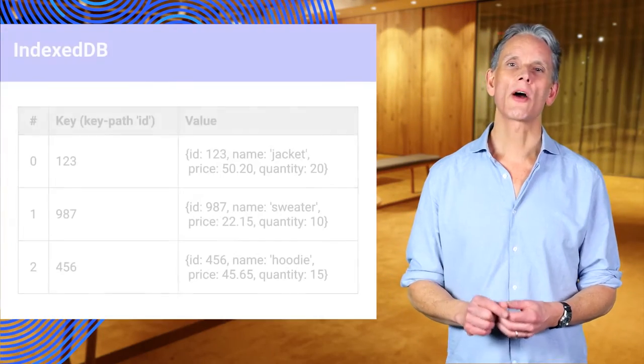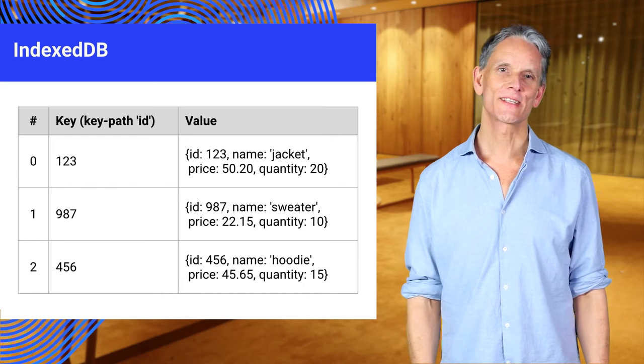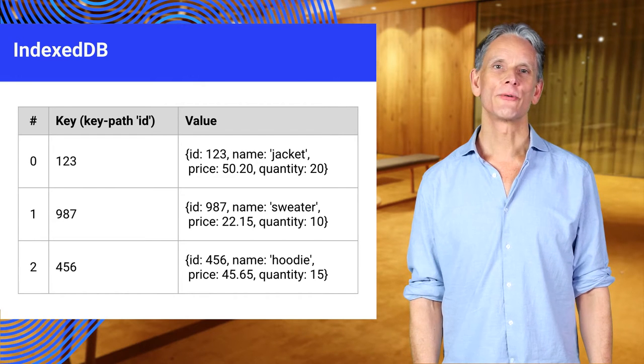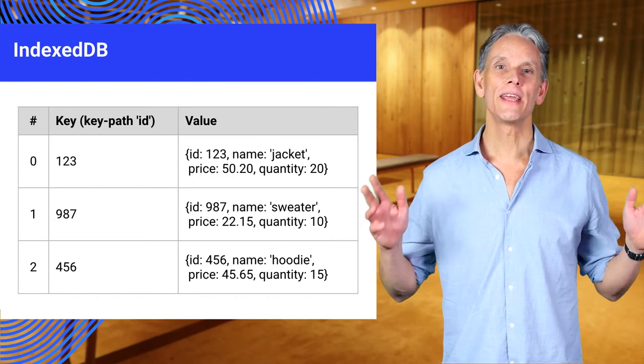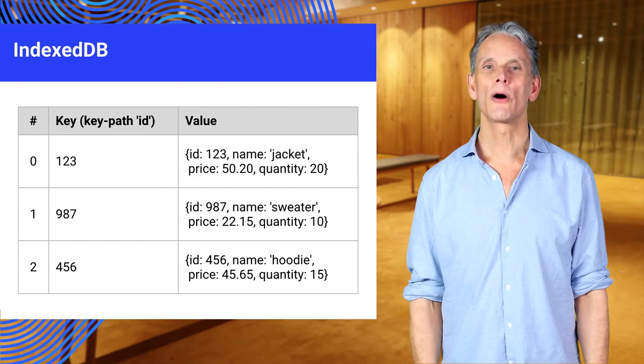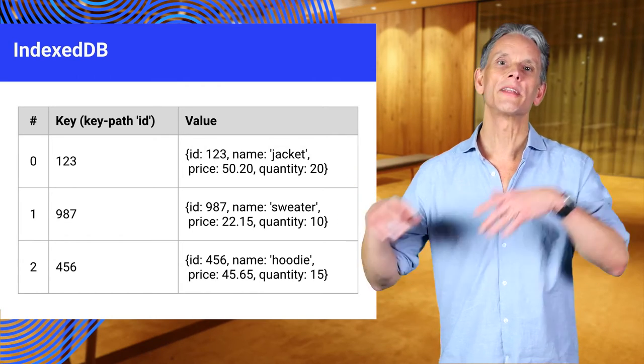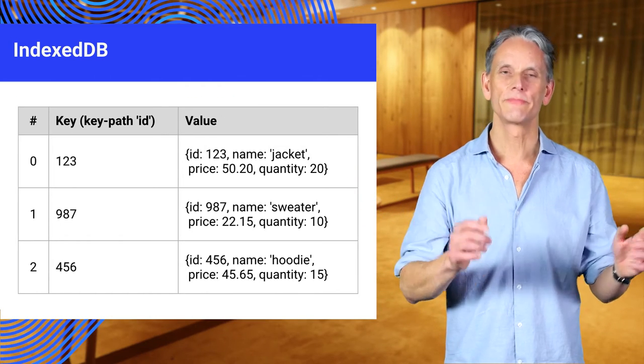So, what does IDB look like? It does not look like a conventional SQL table. IDB data is stored as key value pairs in object stores. A single IDB database can have multiple object stores. This could be a clothing object store inside a products database.